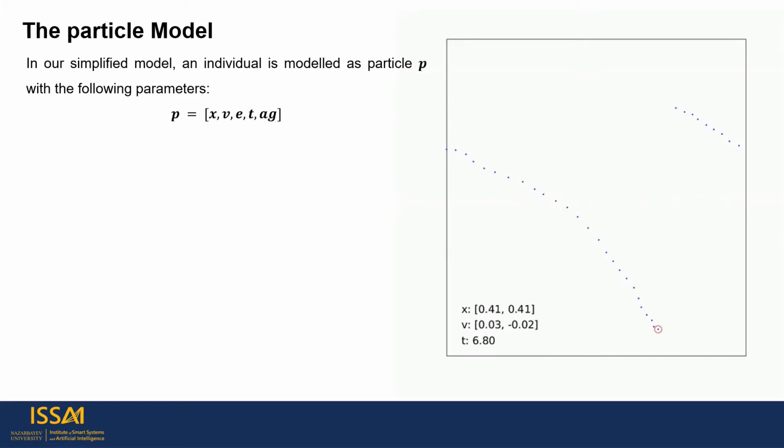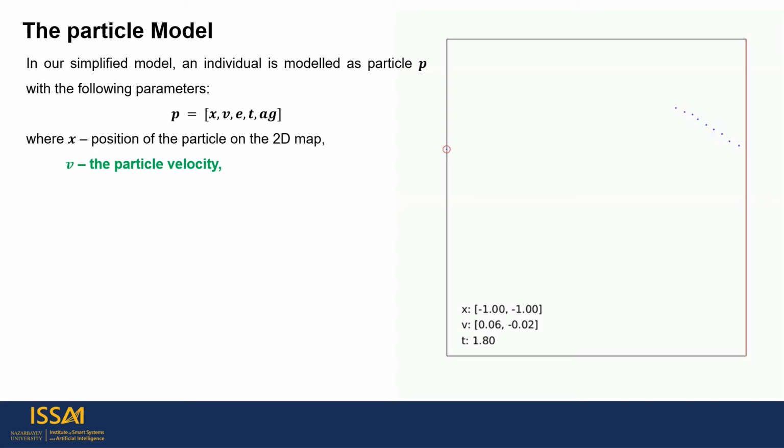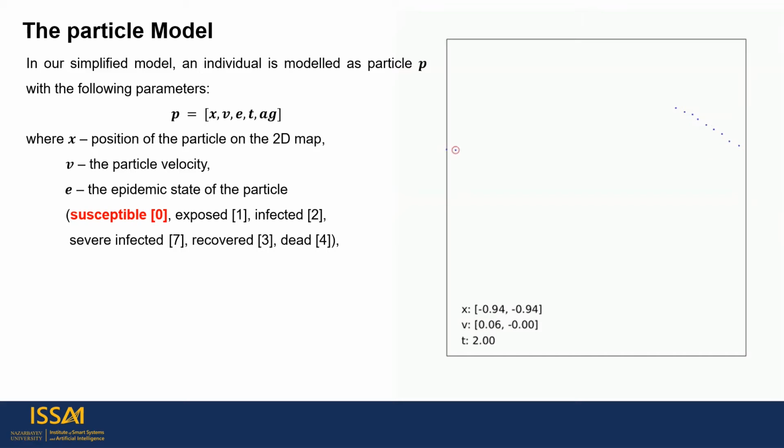The particle represents an individual that moves on a 2D map as shown on the right. Each particle has 5 parameters. The first one is x, which represents the position of a particle on a 2D map. The second parameter is v, the velocity of a particle. The next parameter holds the epidemic state of the particle. There are 6 states in total, and each of them is encoded by a numeric identifier. 0 is susceptible, 1 is exposed, 2 is infected, 7 is severely infected, 3 is recovered, and Z is 4.